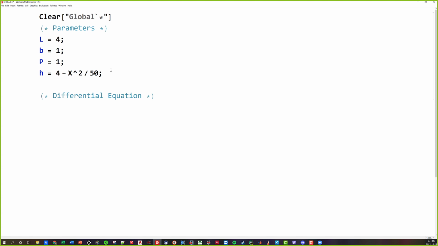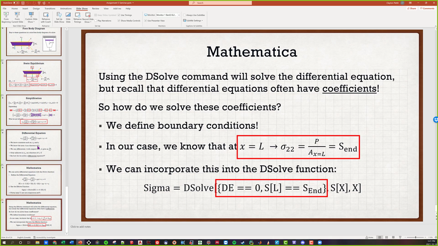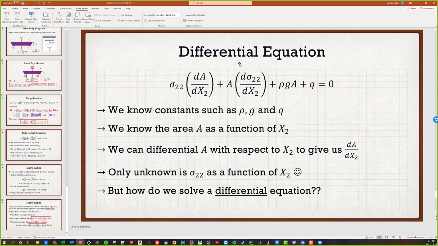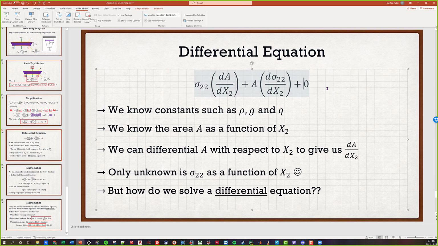We derived our differential equation, and basically we just said we're going to solve it in Mathematica. So I'm going to show you how we did that. It's the exact same differential equation, but there's no self-weight and there is no distributed load. So if I were to go back to PowerPoint and go to the differential equation, it's going to be the exact same as this, but all these terms at the end are gone. This is the differential equation we had.